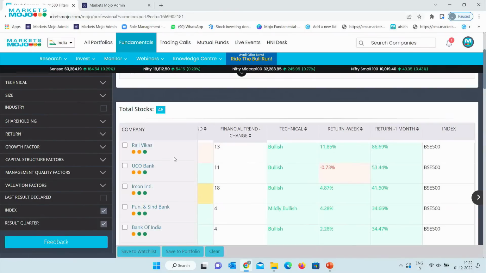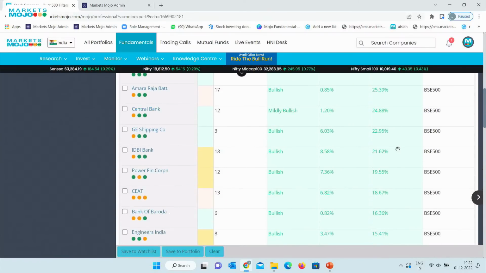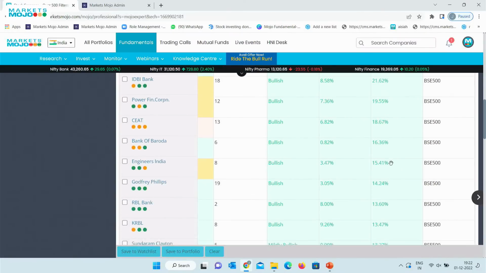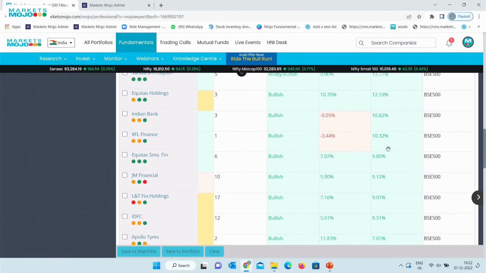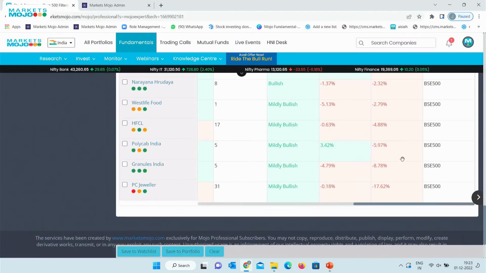I'm sorting in descending order. This particular stock, Rail Vikas, has moved up 86% since 1 month. UCO Bank, 53%, and so on and so forth. And if you scroll below, I can see all positive stocks in the last 1 month since the result period. And I don't think I can see many negative stocks as I go below. Yeah, there are a few negative stocks, around 8.